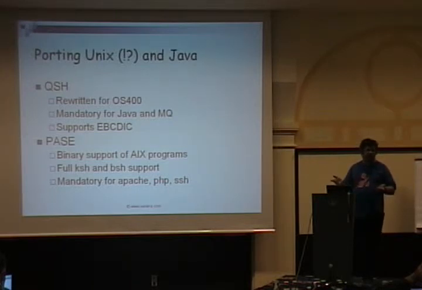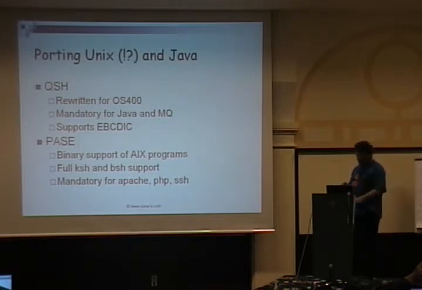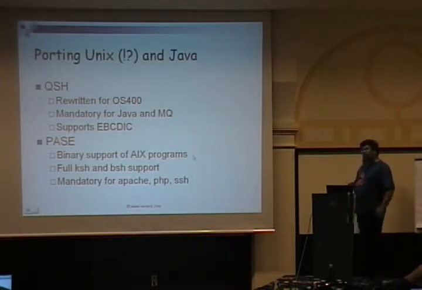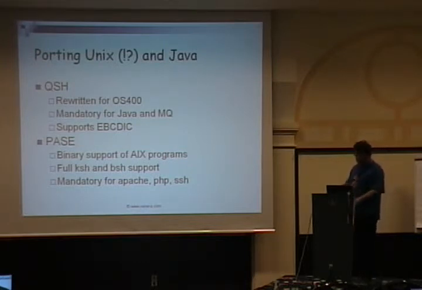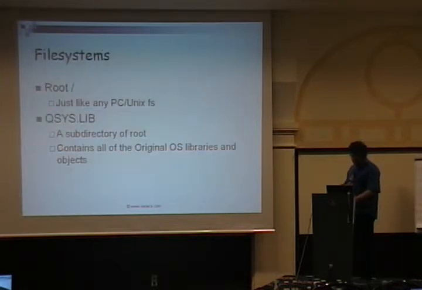So on one hand, I can take something like OpenSSH, port it over, which is good. On the other hand, I can take Netcat and port it over, which is not very good, okay? And as I said, while Q shell is mandatory for Java and MQ, PACE is mandatory if you want to run things like SSH. If someone wants to write or create web applications on the AS400, they must basically install PACE in order to write web applications.